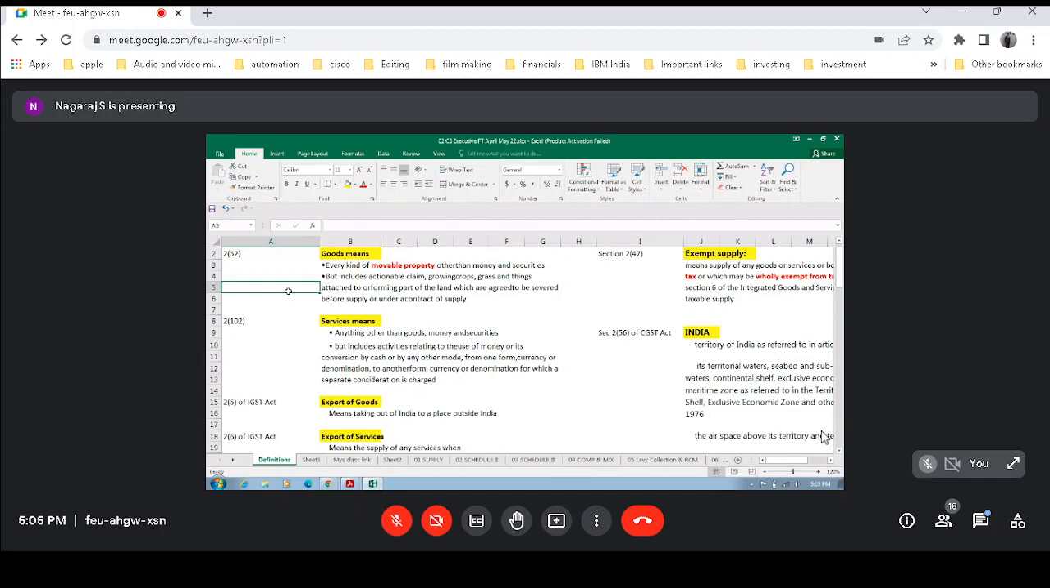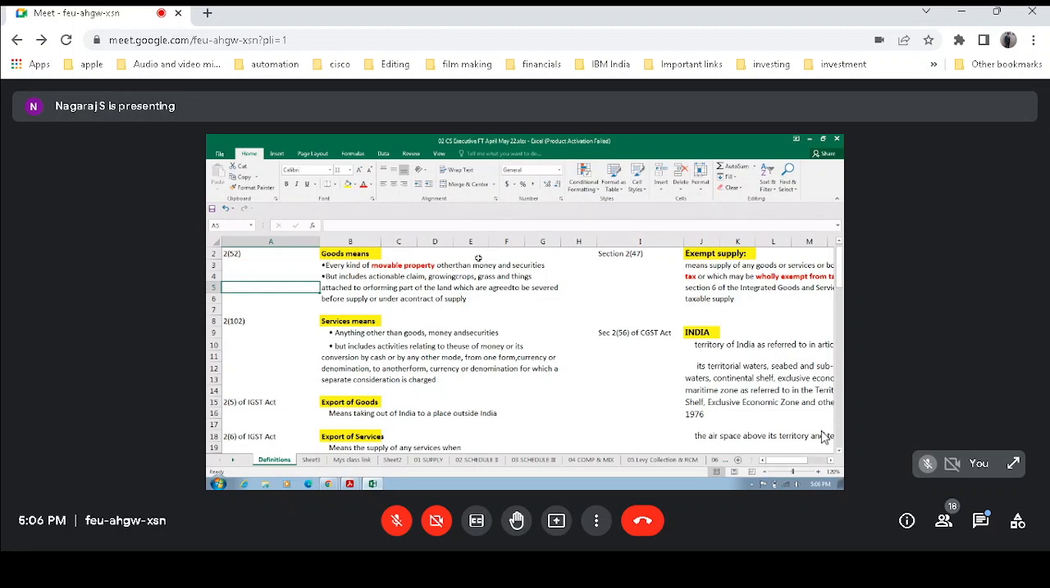Okay, understand it properly because many questions will come on goods and services. Questions will be framed for goods and the services. You guys need to decide is it goods or service. For that, you need to understand the definition properly.